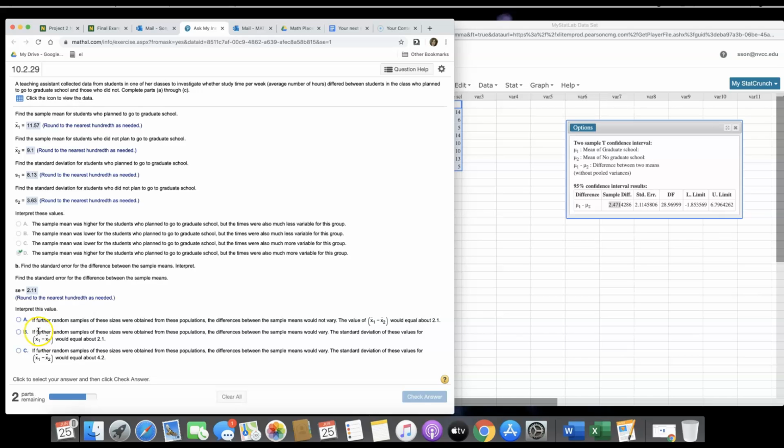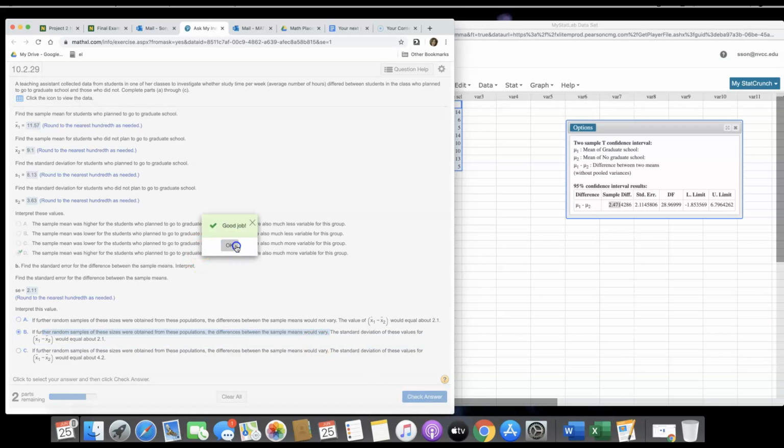So if further random samples of these sizes were obtained from these populations, the difference between sample means would vary, right? They're going to vary. It's not going to be exactly the same, because I'm not going to pick the same 15 people, same 10 people. We're going to pick different people, and different people study different numbers of hours. The standard deviation of these values for x1 minus x2, their difference in means, would be about 2.11, and that is that number right there. So that is how you interpret this standard error for the difference between the sample means.